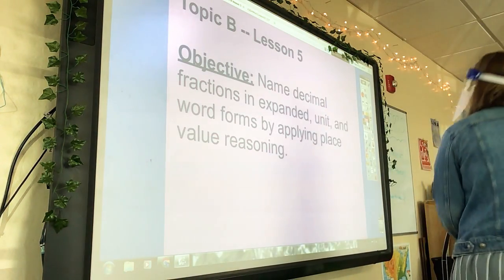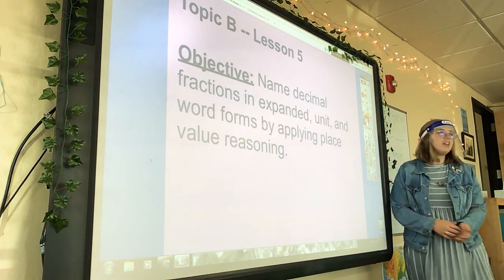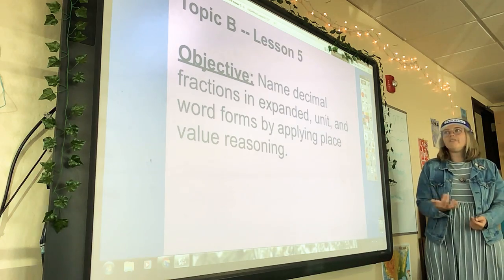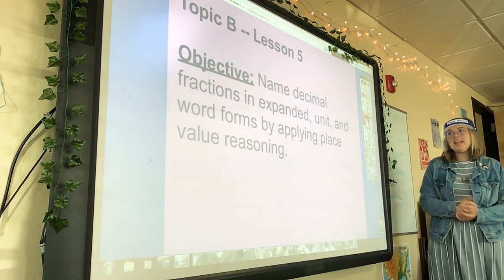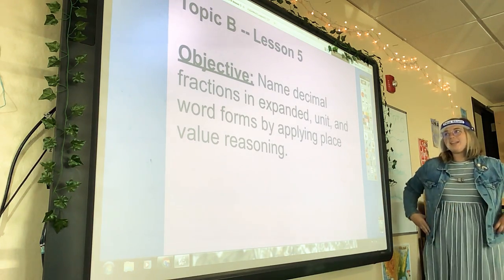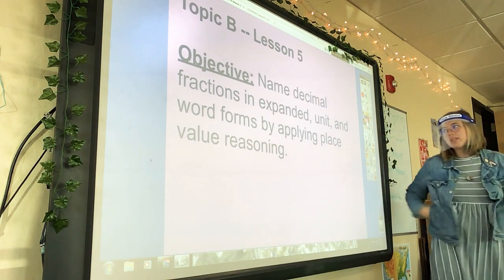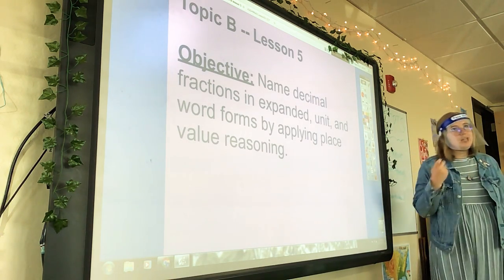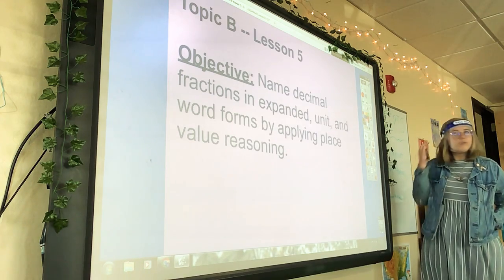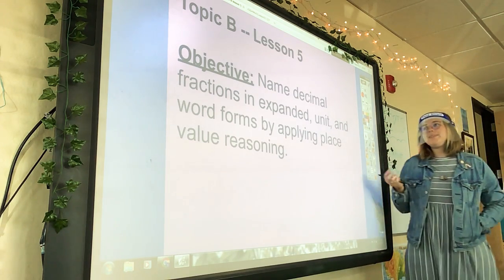We are skipping lesson 4 because I didn't feel that we really needed to cover it. So we're moving on to 5, okay? We're going to name decimal fractions in expanded, unit, and word forms by applying place value reasoning. I'm going to break this down for you really quick. We're going to name decimal fractions.